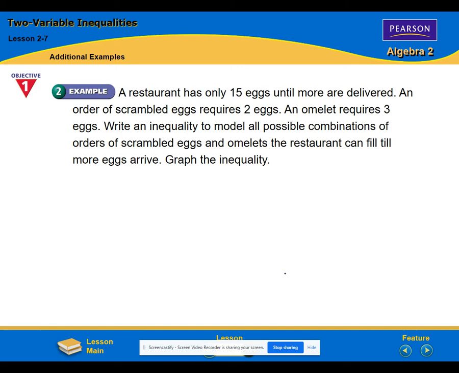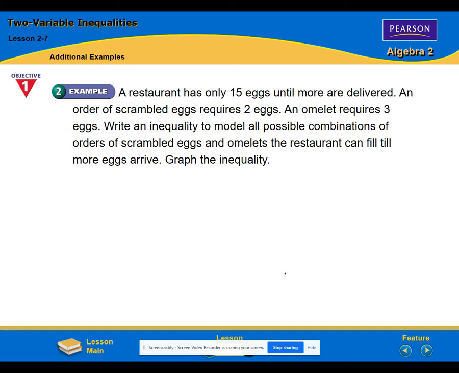Here's a situation. A restaurant has only 15 eggs until more are delivered. An order of scrambled eggs requires 2 eggs. An omelet requires 3 eggs. Write an inequality to model all possible combinations of orders of scrambled eggs and omelets the restaurant can fill till more eggs arrive. Graph the inequality.